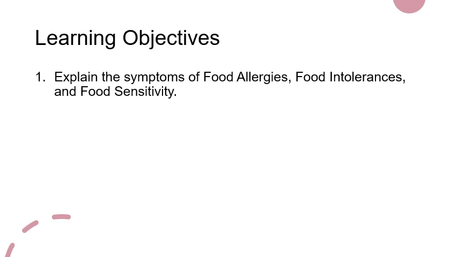Learning Objectives. 1. Name the big 8 food allergies. 2. Explain the symptoms of food allergies, food intolerances, and food sensitivity. 3. Specify the differences between direct food contact and indirect food contact. 4. Understand the differences between food contact and food contamination. 5. List the different types of vegetarians there are.